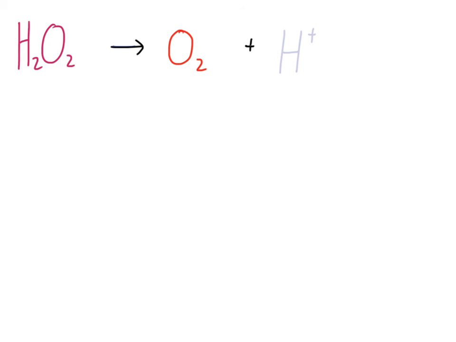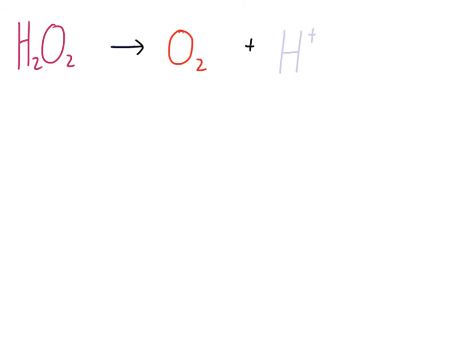So if we had an equation for basically the breaking up of hydrogen peroxide, H2O2 is producing O2 and some H+ ions. If we wanted to balance this equation, what would we do?